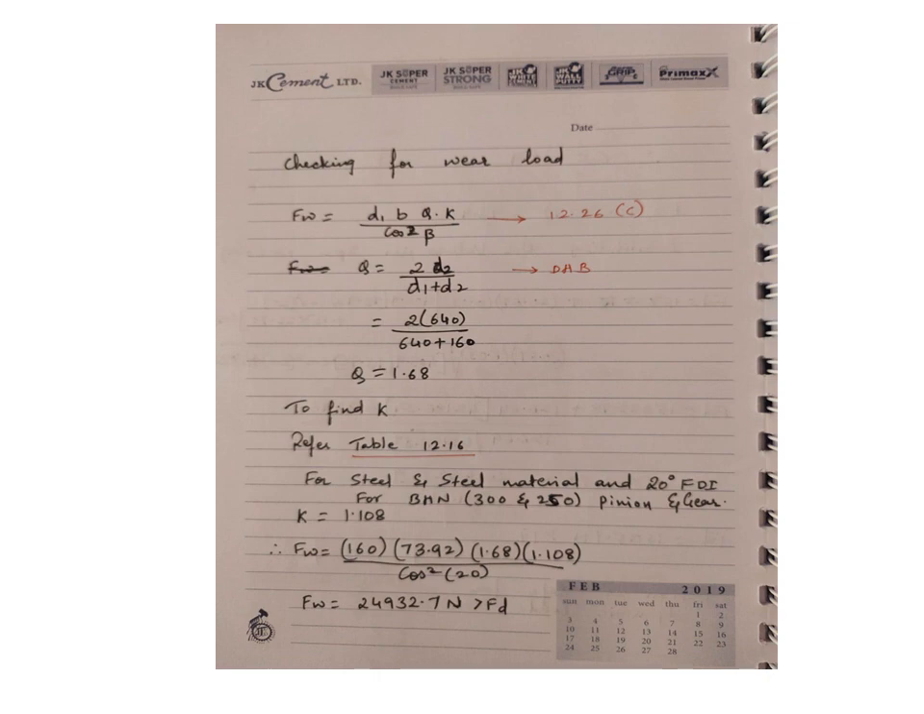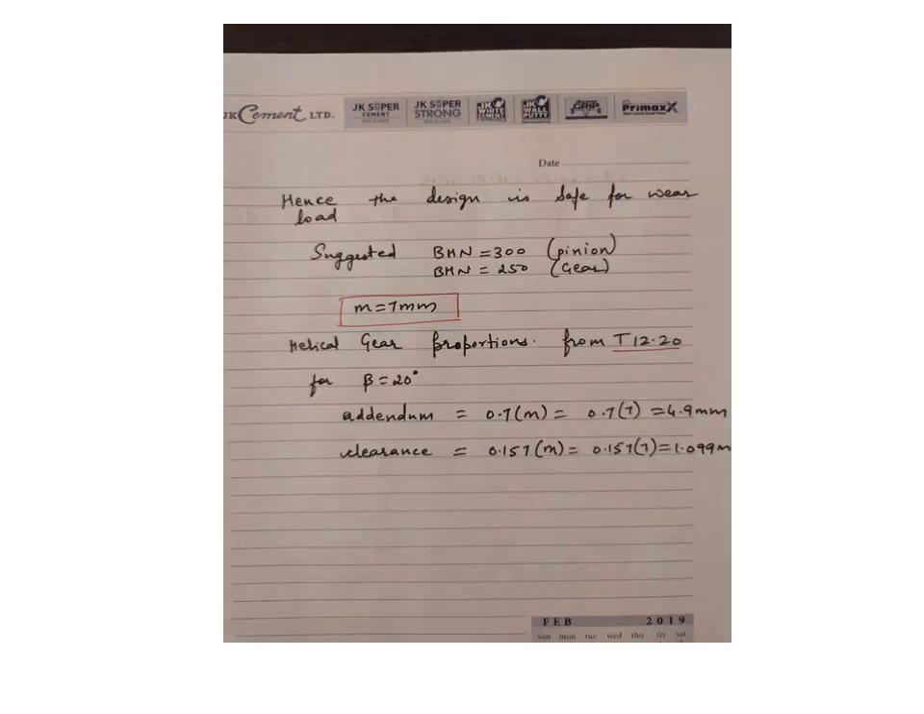K is the wear factor, which we calculate from table number 12.16 from the data handbook for steel and steel combination and 20-degree full depth involute, for BHN 300 and 250 for the pinion and the gear, K is equal to 1.108. Substituting the values, 160 multiplied by 73.92 multiplied by 1.68 multiplied by 1.108, we get the wear load as 24,932.7, which is much greater than the dynamic load. Hence, the design is safe for wear load also.